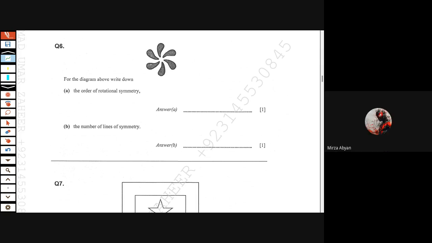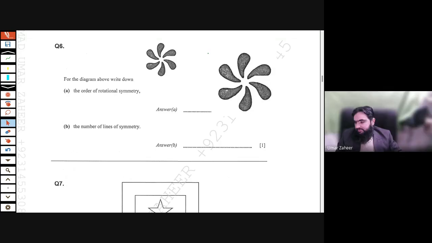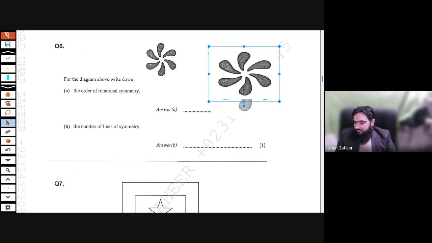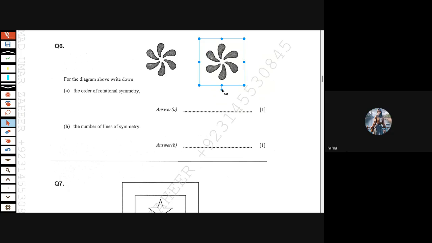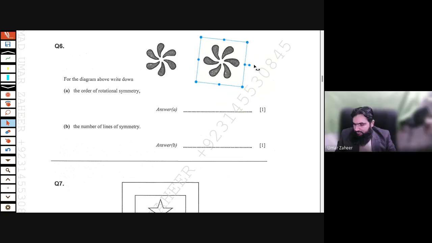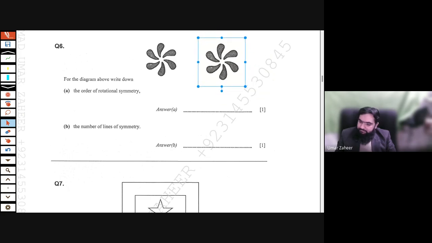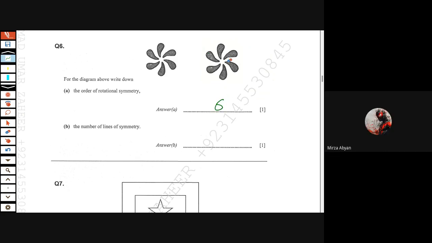What is the order of rotational symmetry for this one? Sir, 6. It may be 6, I think. 1, 2, 3, 4, 5, 6. Yes, 6. How many lines of symmetry does it have? 0. There is no line of symmetry that we can draw.